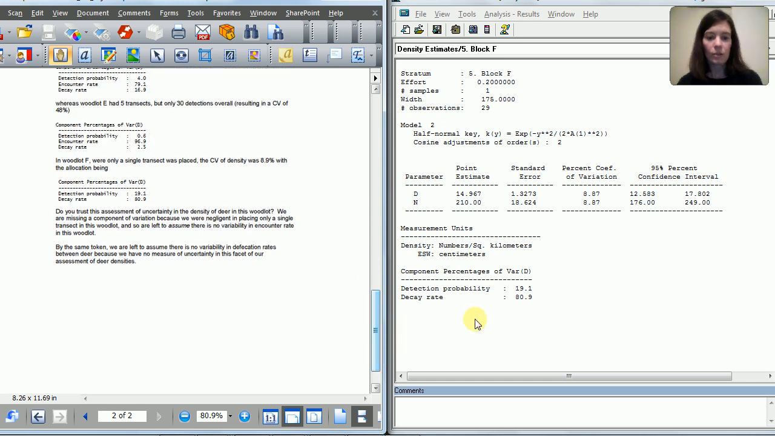And so the solutions basically ask you to really think about, do you trust the uncertainty in this block F? We only have a single transect, and so we're assuming there's no encounter rate variance in this block. But if you compare to some of the previous blocks, which had a very high encounter rate uncertainty associated with them, do we believe that block F happens to have no encounter rate uncertainty, or is it that we just have one transect line and so we can't ask the question of block F?